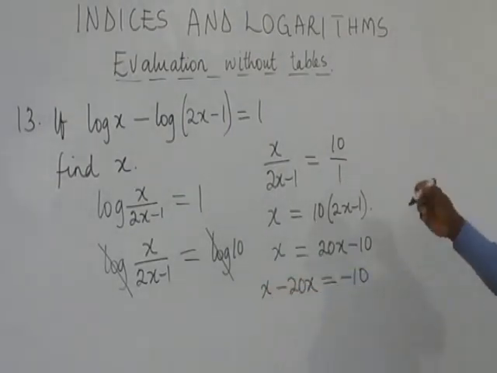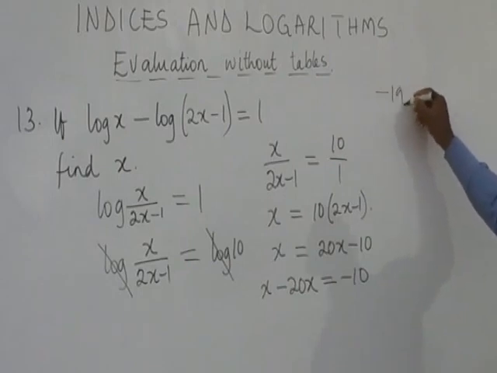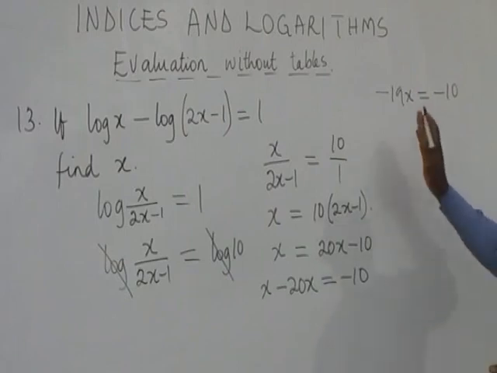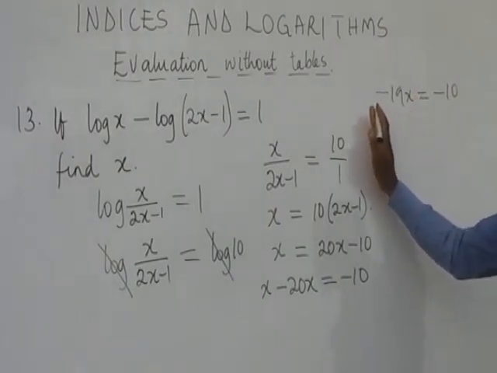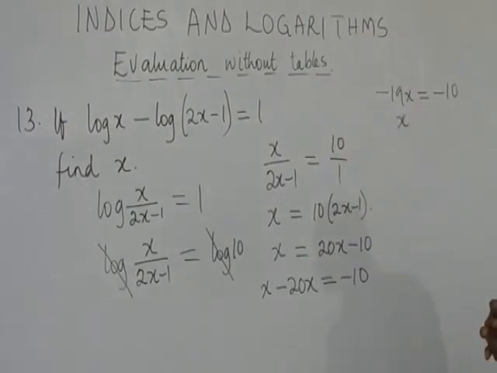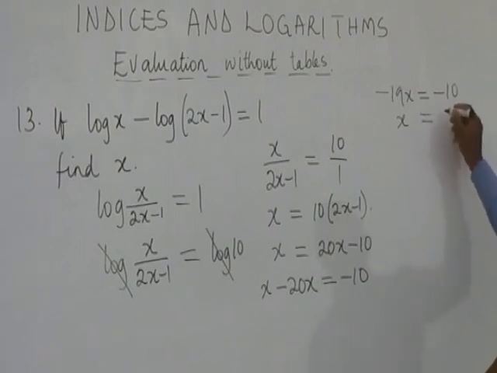x minus 20x will leave you with minus 19x, and it's equal to minus 10. Divide both sides by minus 19, so that you have only x left on the left-hand side of the equation. When you do so, you'll be left with only x after you have divided minus 19x by minus 19, and it's going to give you minus 10 divided by minus 19 on the right-hand side of the equation.